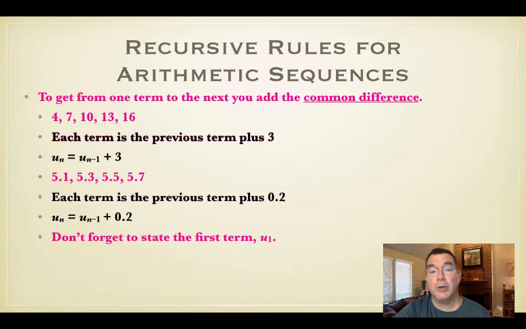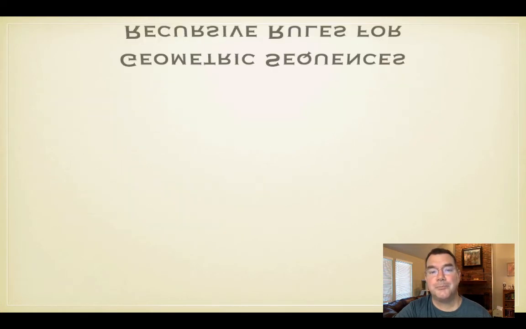Okay, but in recursive rules, I have to remember that I have to state what the first term is because I need to know where to start. So in the example of the first one, the first term was 4, so I say that u1 equals 4. And then in the case of the second sequence, the first term was 5.1, so I say that u1 equals 5.1. I have to do that for recursive rules only.